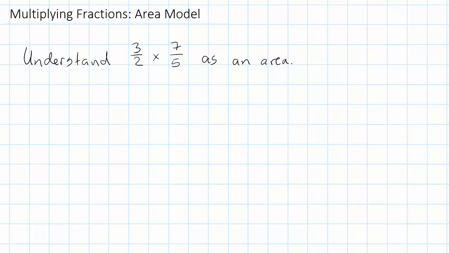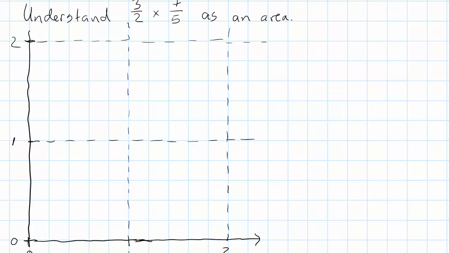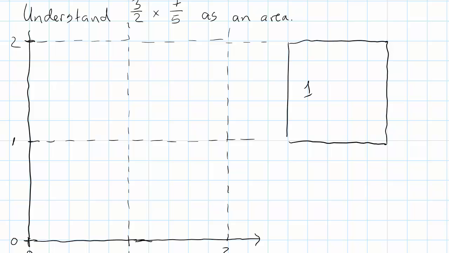When we were understanding whole number multiplication as an area, we used two number lines drawn at right angles to each other, and we're going to do that again. Now this picture is slightly bigger than the one that we drew for whole multiplication. One of these big squares, one whole unit on the side, is going to be 1 unit square.